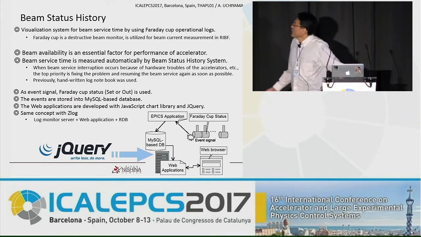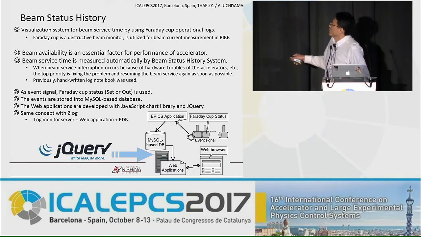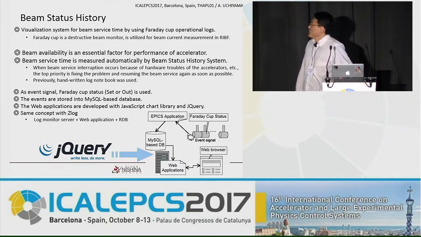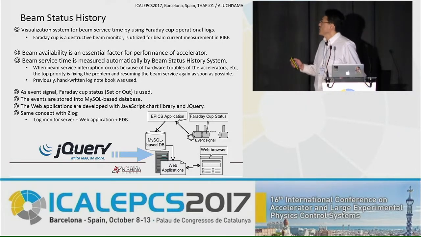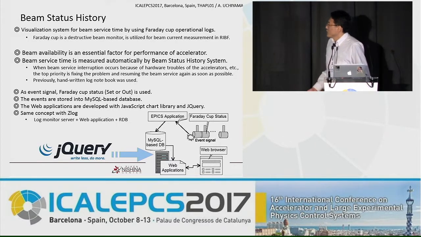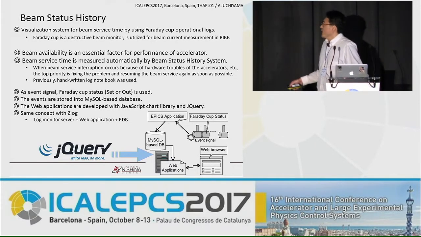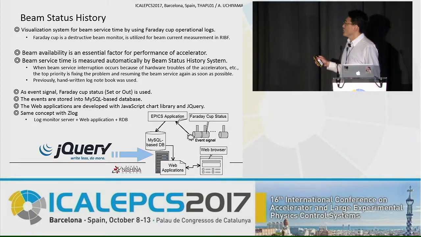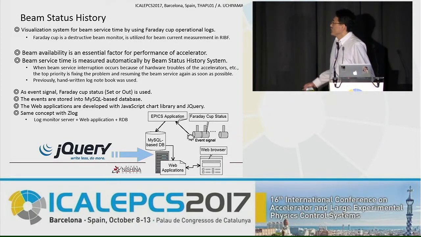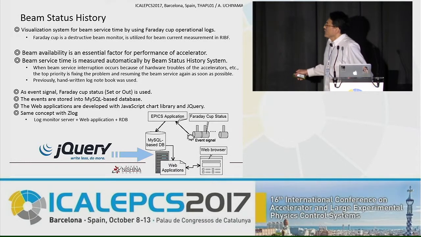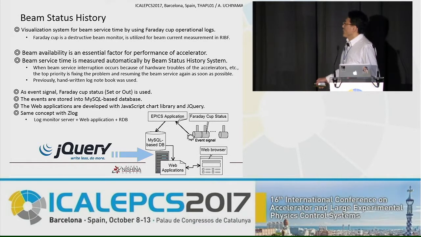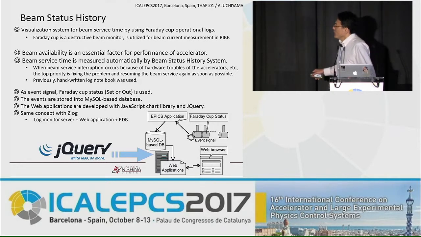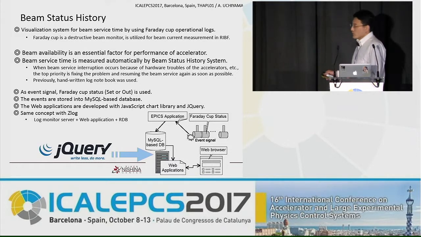Beam status history is a visualization system for beam service time by using Faraday cup operational logs. Beam availability is an essential factor for performance of accelerator. Beam service time is measured automatically by beam status history system. As an event signal for the cup status, this set or out is utilized. The events are stored in the MySQL-based database. The web applications are developed with JavaScript chart library and jQuery. This is the same concept with Zlog.